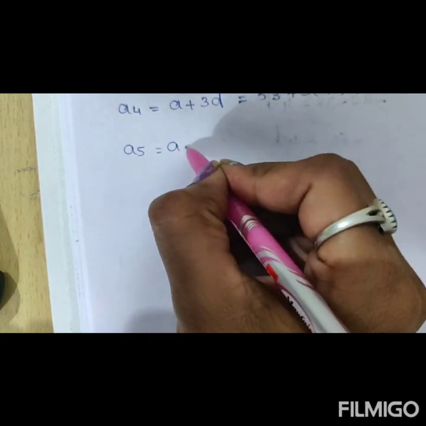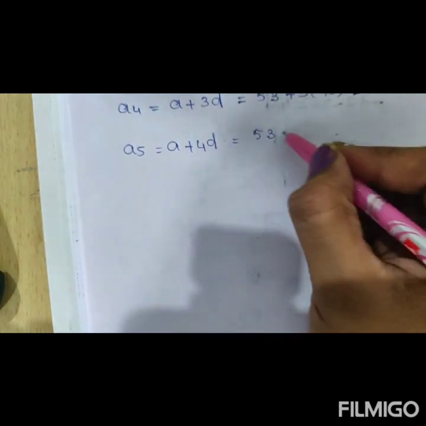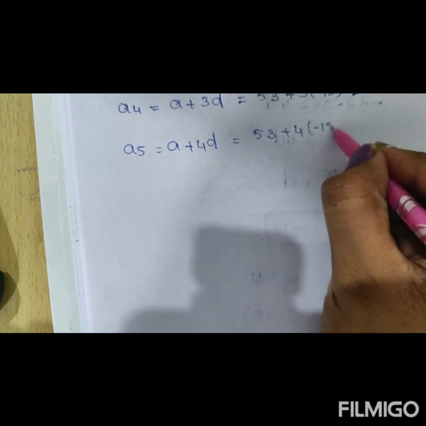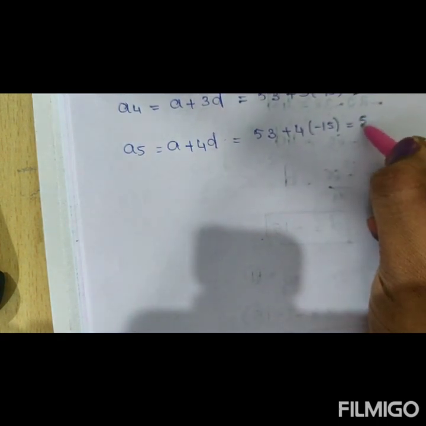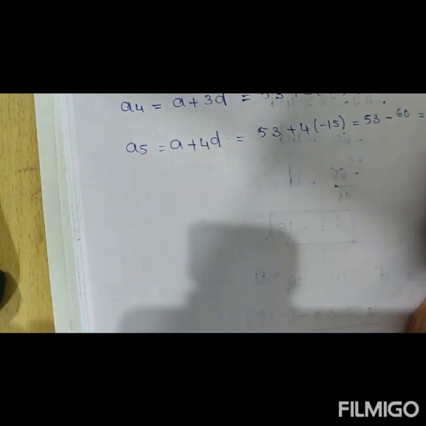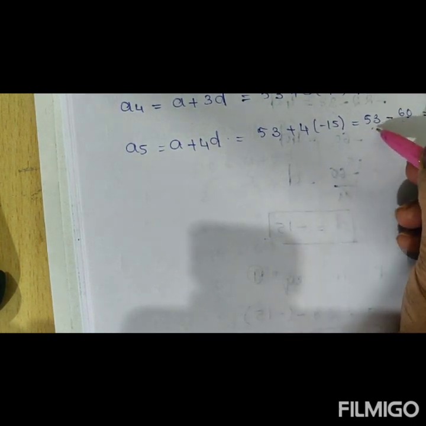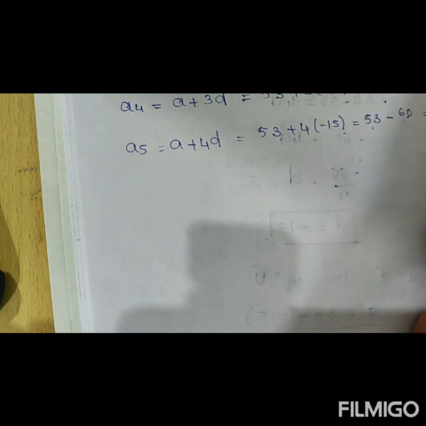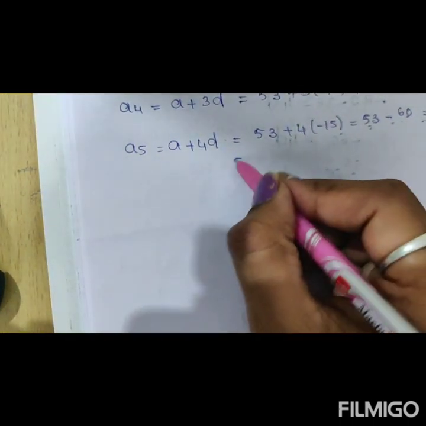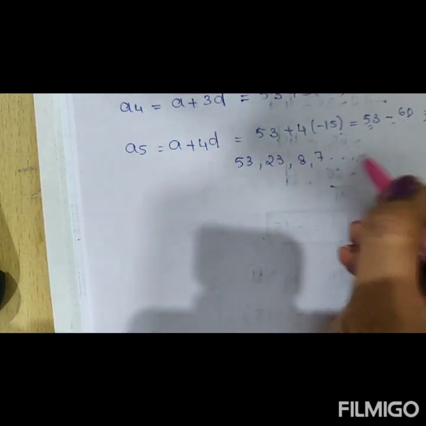A5 is equal to A plus 4D, that's equal to 53 plus 4 into minus 15. 53 minus 60 is equal to minus 7, because 60 has the minus sign, that's the greater value. 53 is the lesser value, hence the answer is minus 7. 53 minus 60, we take the sign of the greater value. Therefore the missing terms are 53, 23, 8 and minus 7.